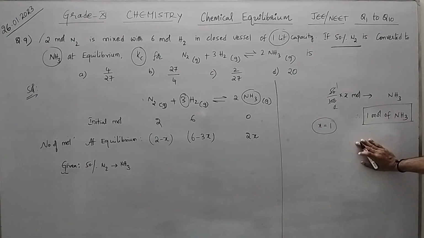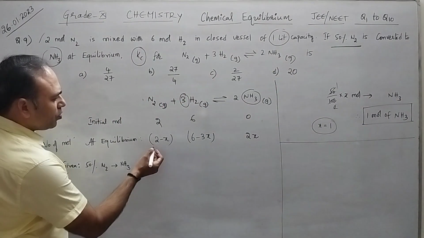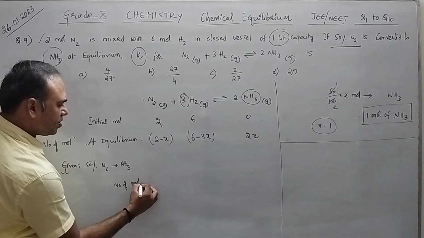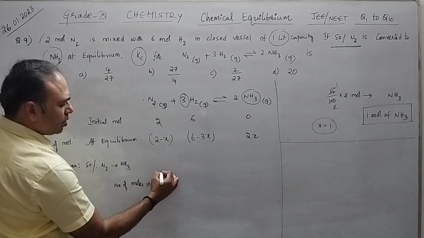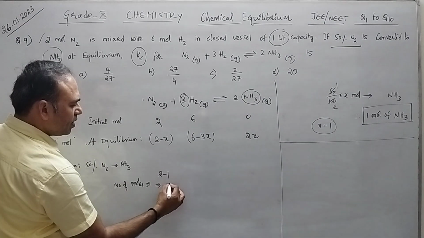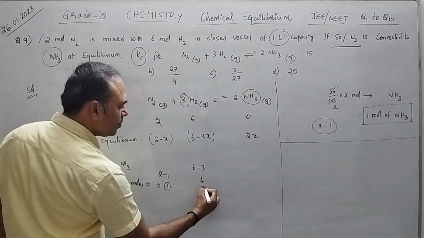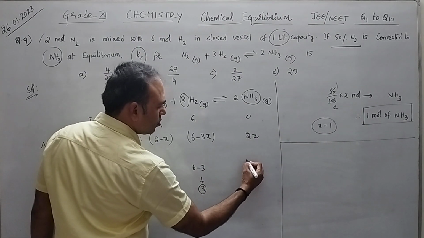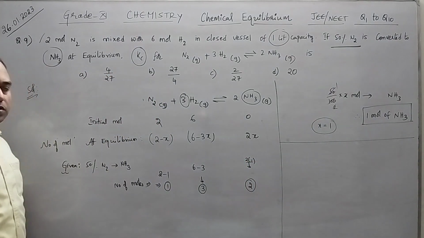On calculation we got the value of x is 1. So easily you can calculate the number of moles. So what is here now? The number of moles can be calculated: 2 minus x for N2, nothing but 2 minus 1, therefore it is 1. This is 6 minus 3, so hence it will be equivalent to 3 moles. And for this, 2 into 1, we have 2 moles. Hope we have understood this.